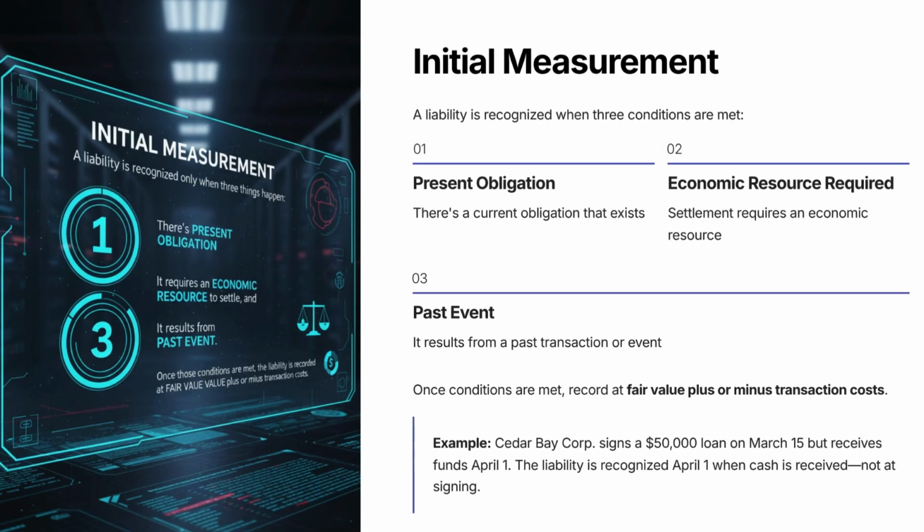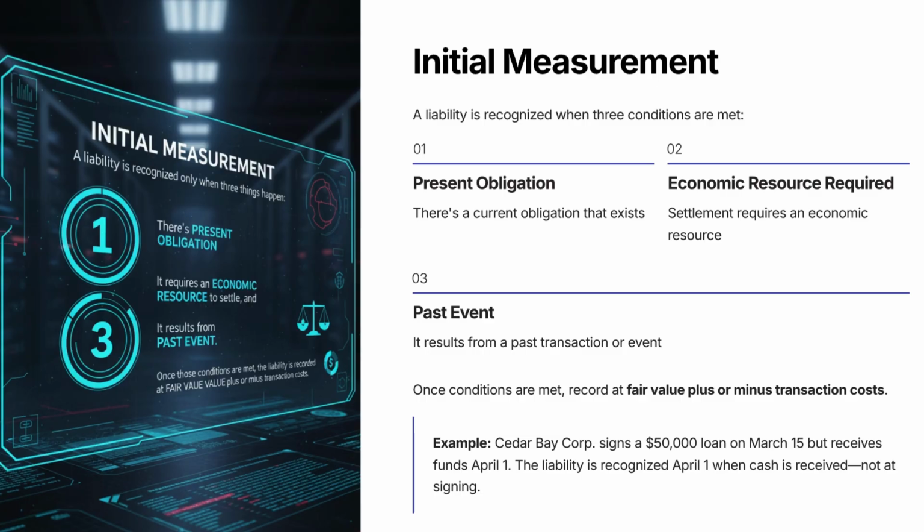Once we know the type, the next question is, when do we actually record it? A liability is recognized only when three things happen. 1. There's a present obligation. 2. It requires an economic resource to settle, and 3. It results from a past event. Once those conditions are met, the liability is recorded at fair value plus or minus transaction costs.